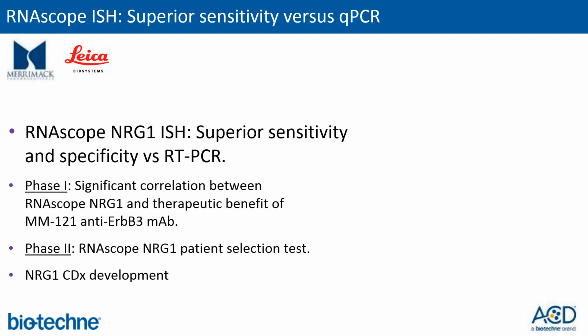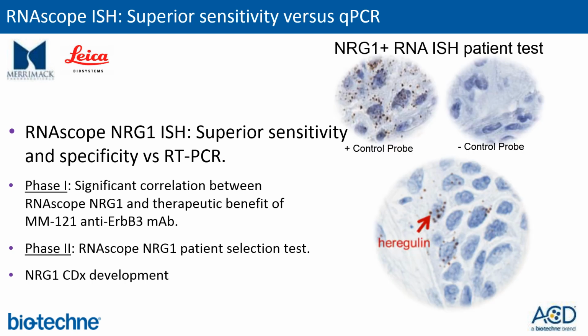Another illustration of RNAscope sensitivity is shown here in relation to qPCR. This was for a clinical biomarker assay where NRG1 or heregulin had been identified as a marker that would predict patient response to an antibody therapeutic. Now, there were two factors that contributed to RNAscope being selected over qPCR. On the one hand, it was more sensitive when the sample was a very small needle biopsy. There was not sufficient material to get a reliable qPCR assay from that sample. However, because the RNAscope assay is measuring expression in individual cells, even from a small biopsy, there was sufficient expression information to be able to predict patient response.